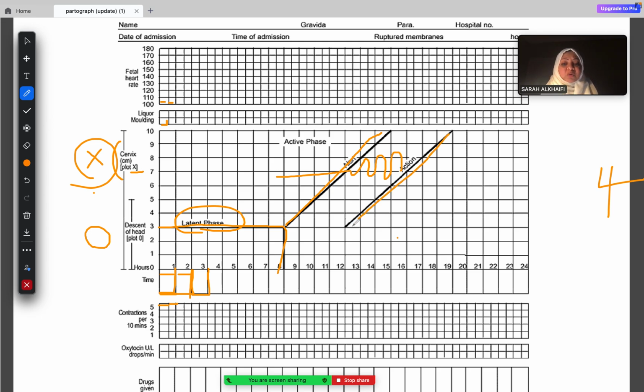How about the action line? We don't want to go here. We don't want to go to the action line, because that means the labor is prolonged or probably obstructed labor, and we are passing the alert area going through the action line. By this time, an action has to be taken by the nurses, by the midwife, and the doctor and the medical health team.